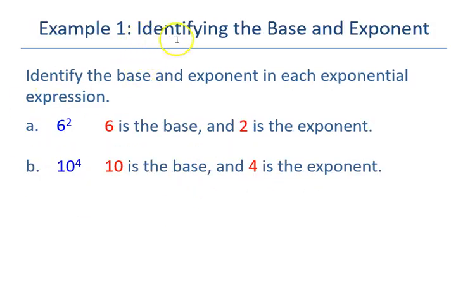Okay, example 1, identifying the base and exponent. Okay, identify the base and exponent in each exponential expression. Okay, 6 is the base. It's your big number. And 2 up here is your exponent. Okay, 10 is the base and 4 is the exponent. It's going to be something you're just going to want to remember. Once again, the vocabulary of some of this stuff is going to sound kind of weird in the beginning, but we're going to get used to it.